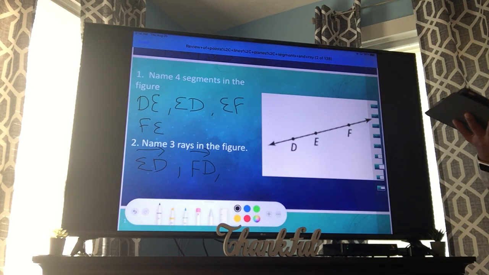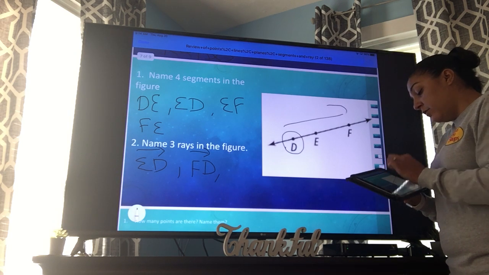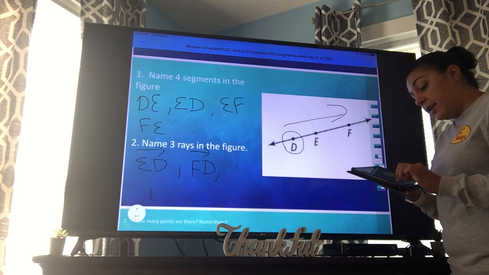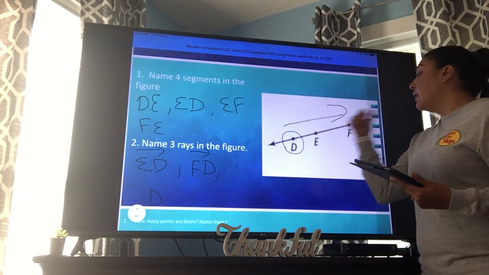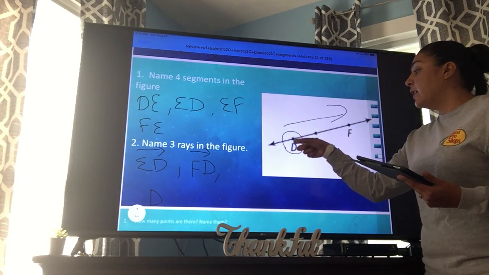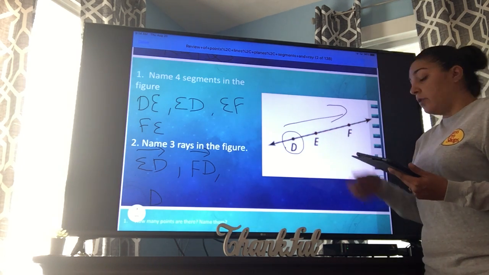Okay, and then we're going to pick one more. So we'll start at D, and I want to go in this direction. So my start is at D, so that letter goes first. Okay, and I'm going in this direction, and the last point that it goes through E, and then it goes through F. So my last point that it goes through is going to be F.